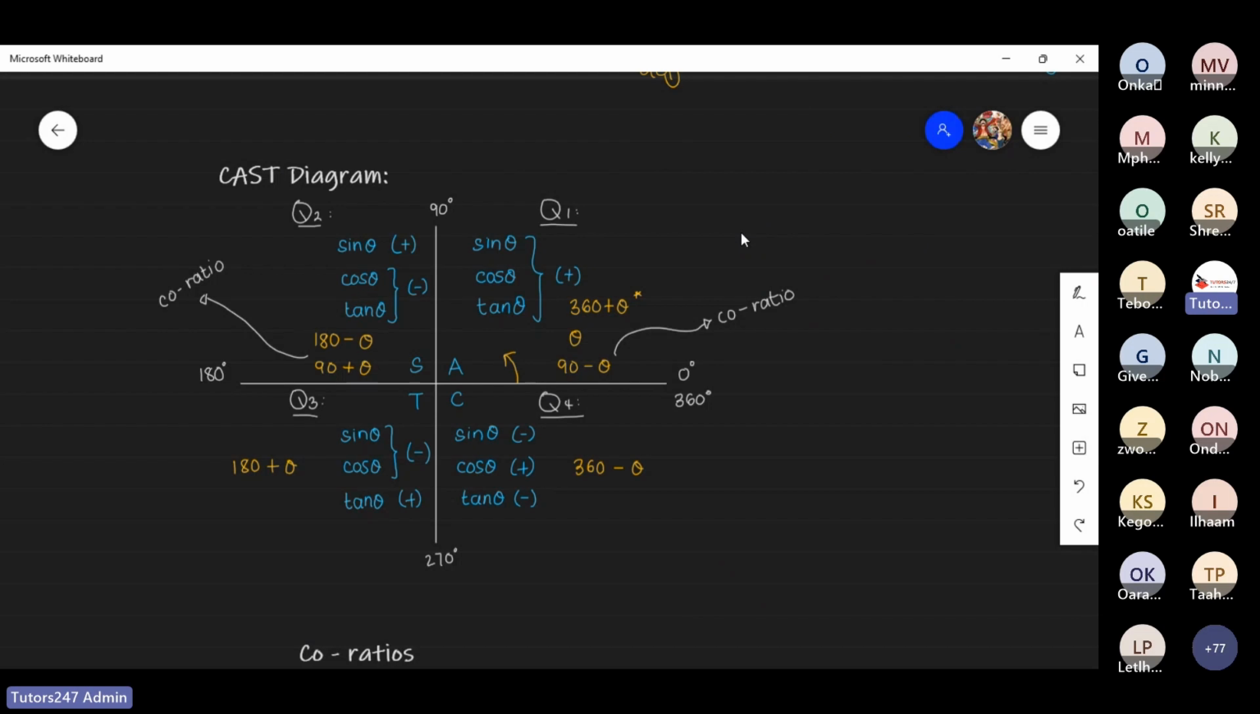Something extremely important within trigonometry is your cast diagram. Now you have two different types of cast diagrams. You've got your positive angles, which move in an anti-clockwise direction, and you have your negative angles, which move in a clockwise direction. So keep in mind that anti-clockwise is this direction. Clockwise is down. Okay. Now, I'm not going to get into the details of the negative cast diagram as I don't want us to use up too much of time.